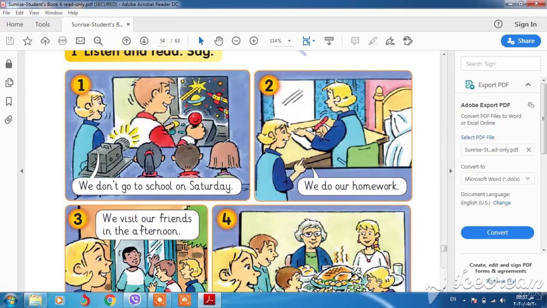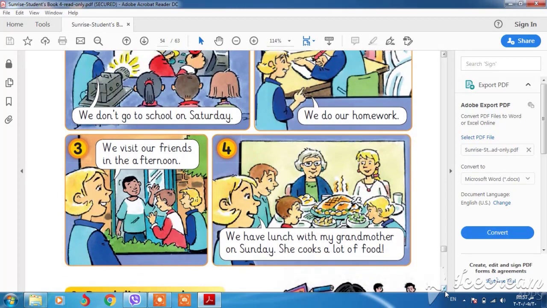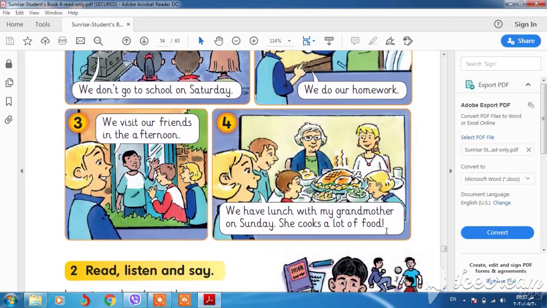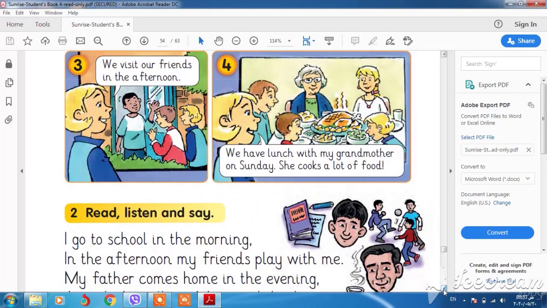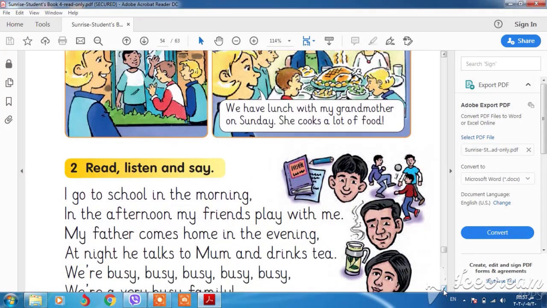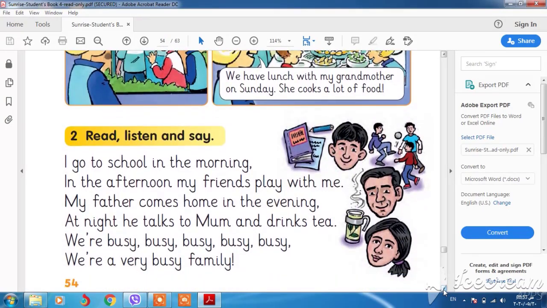We visit our friends in the afternoon. We have lunch with my grandmother on Sunday, she cooks a lot of food. We put s or es on the verb because we have she, he, it, one person.